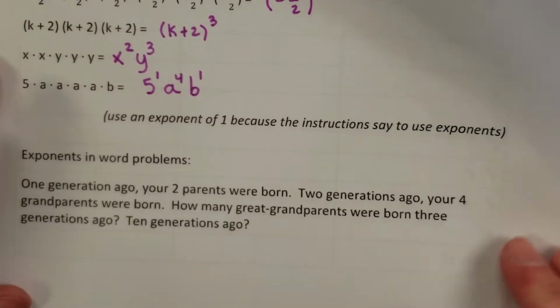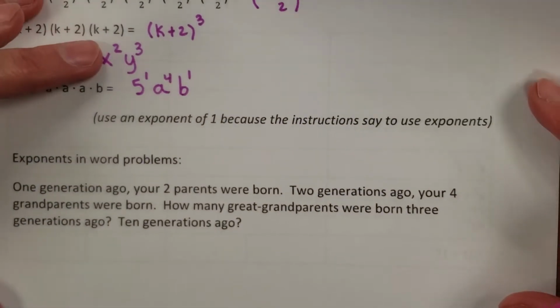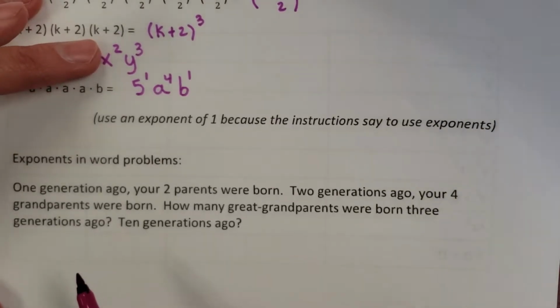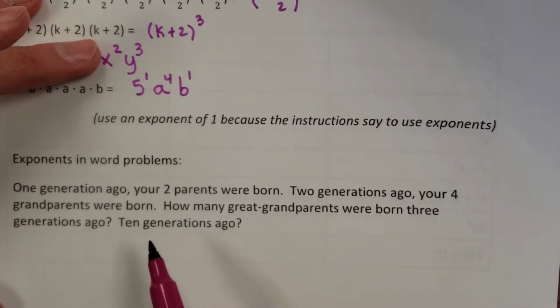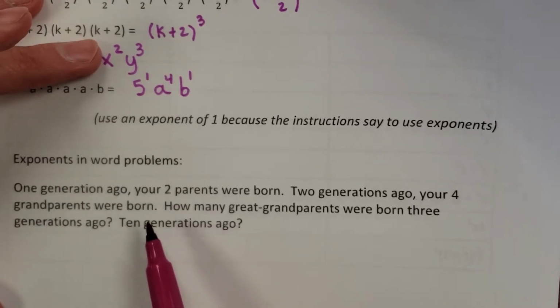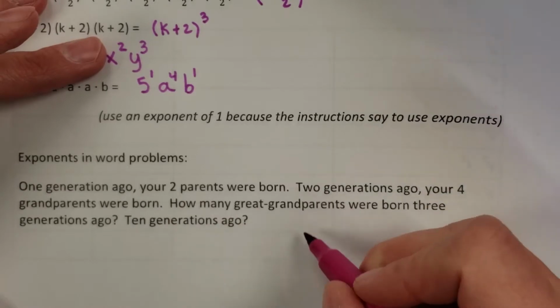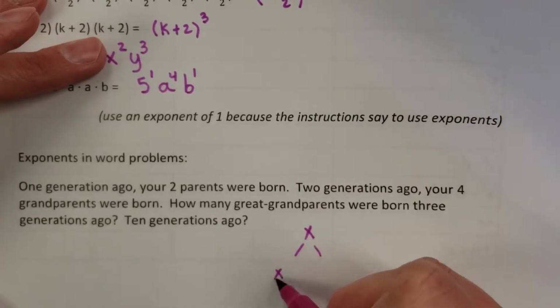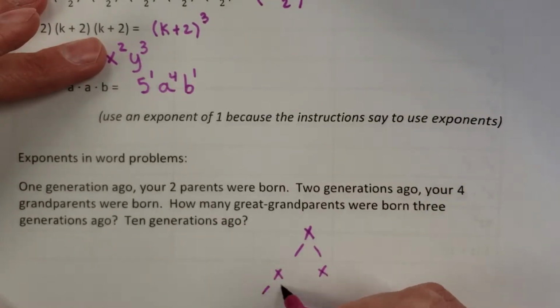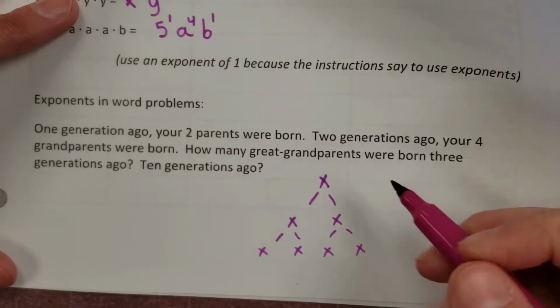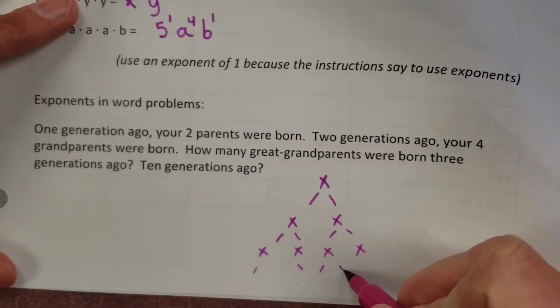Now, knowing about exponents helps us with word problems. This one is a good example because as generations go on, there's exponential growth in population here. It says 1 generation ago, your 2 parents were born. 2 generations ago, your 4 grandparents were born. How many grandparents were born 3 generations ago?